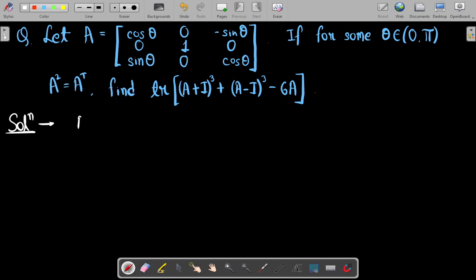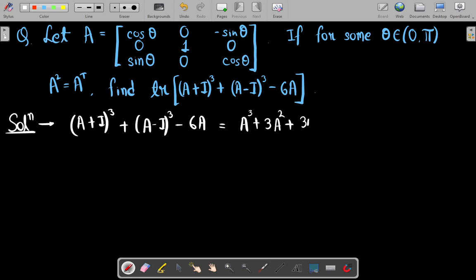Okay, so we are given (A plus I) whole cube plus (A minus I) whole cube minus 6A. If I expand (A plus I) whole cube using the (x plus y) whole cube formula, I get A cube plus 3 times the square of the first term, A square times I, which is A square, plus 3A times I square, which is I, so this is 3A only, and this I cube will be I, right? Because if you square or cube the identity matrix, you get the identity matrix back only. So this is the expansion of the first term.